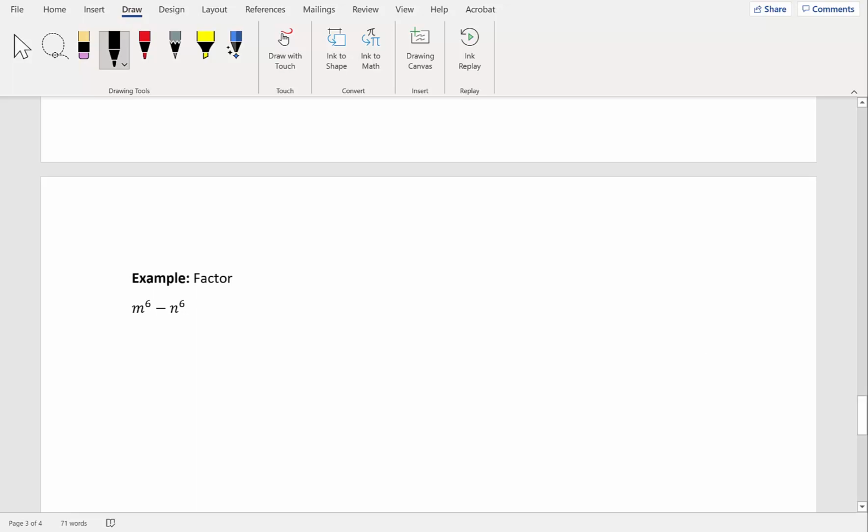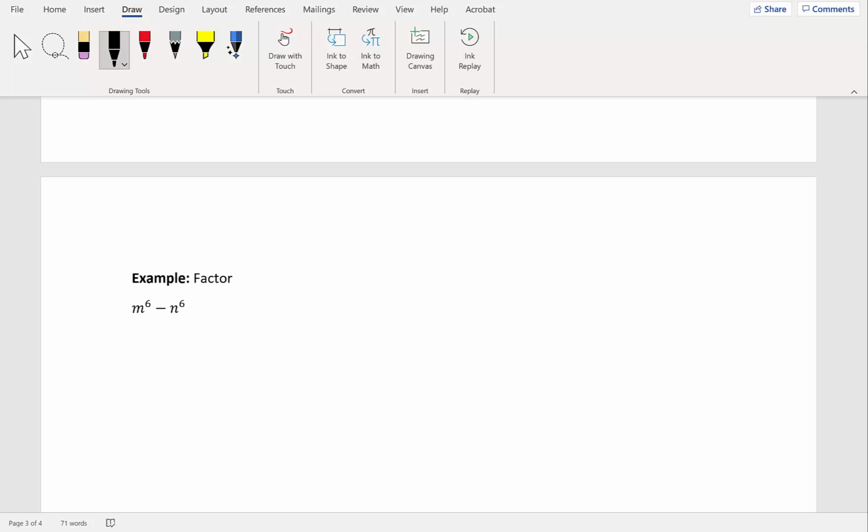Let's take a look at another problem. Our next problem here, we have m to the 6th minus n to the 6th. So this particular problem, we do have a minus in between our two terms, so you want to check if it's a difference of 2 squares or a difference of 2 cubes. Well, in this particular case, you could rewrite this as both.